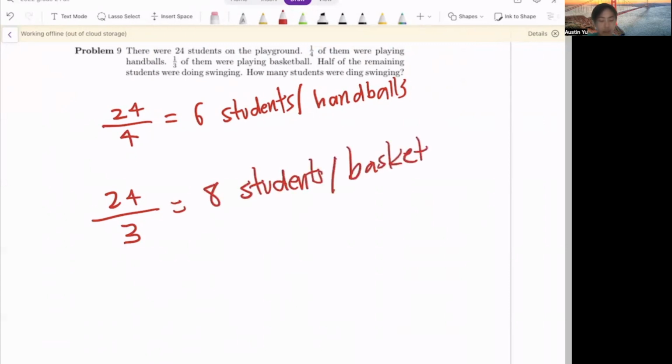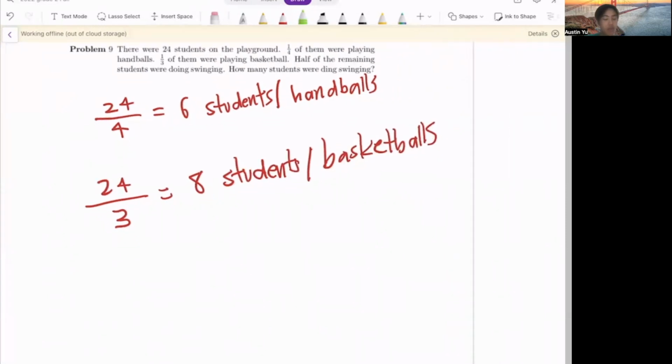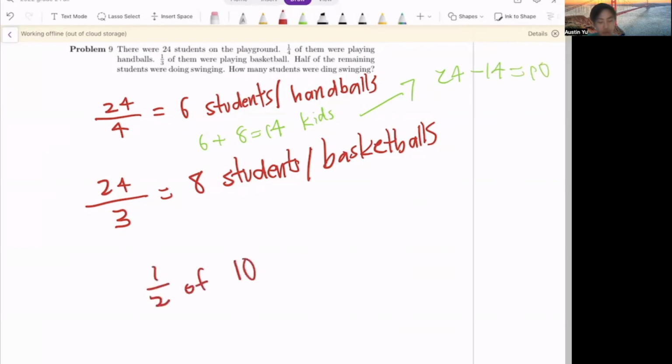And then finally, half of the remaining students were doing swinging. So for half of the remaining students, we need to calculate 6 plus 8 because these are the students that are playing the other activities. So 6 plus 8, that's just 14 students. And then since there are 24 students at the beginning, we just do 24 minus 14 equals 10. And then of course, half of 10 would just equal 5. So how many students were doing swinging? 5 students.